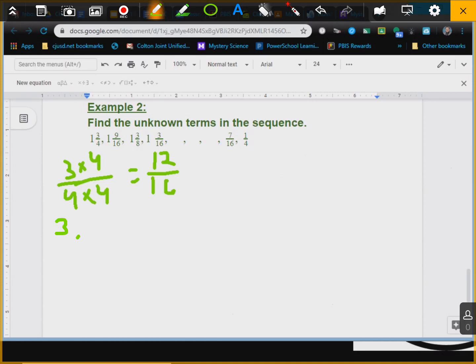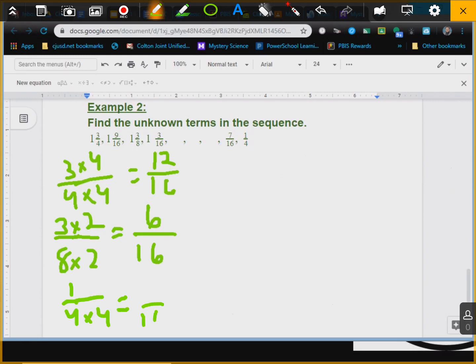I'm going to take the 3 over 8. I'm going to multiply the 8 by 2 and the 3 by 2, because I know 8 times 2 is 16. 3 times 2 is 6. I'm going to take the 1 over 4. I'm going to multiply the 4 by 4 again, because 4 times 4 is 16, which means whatever I do at the bottom, I do at the top. Multiply the 1 times 4. 1 times 4 is going to be 4. 4 over 16.